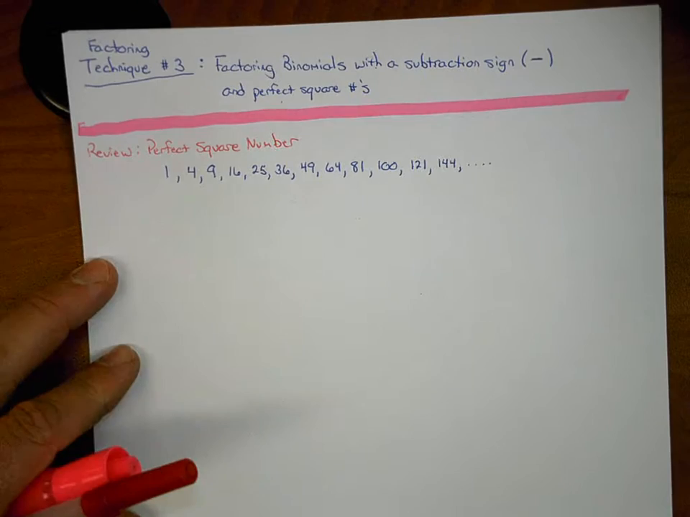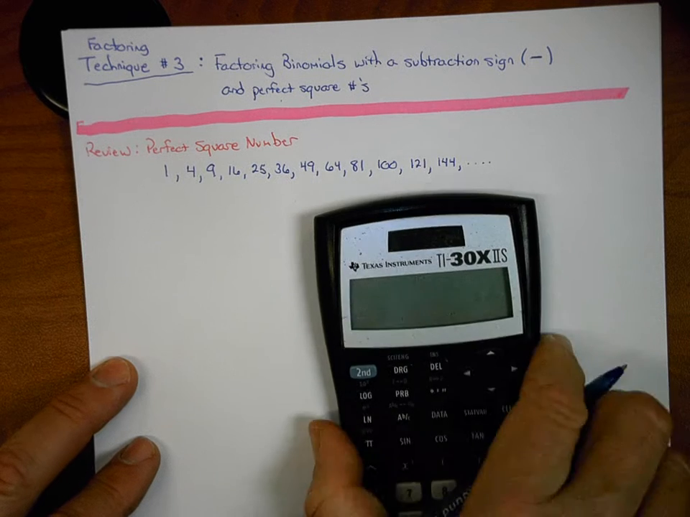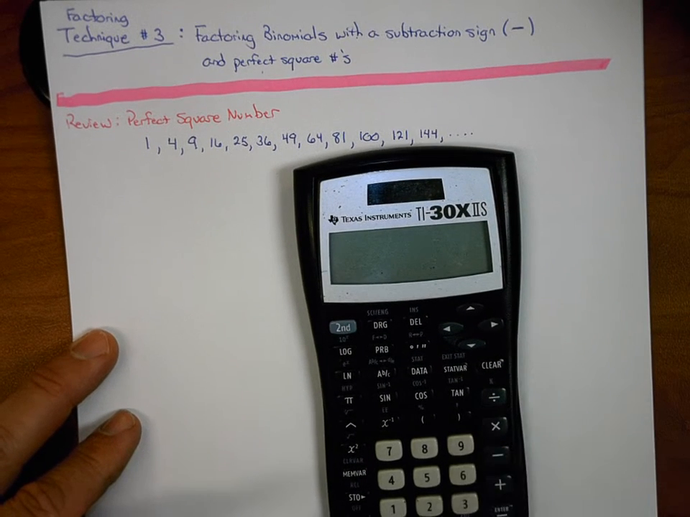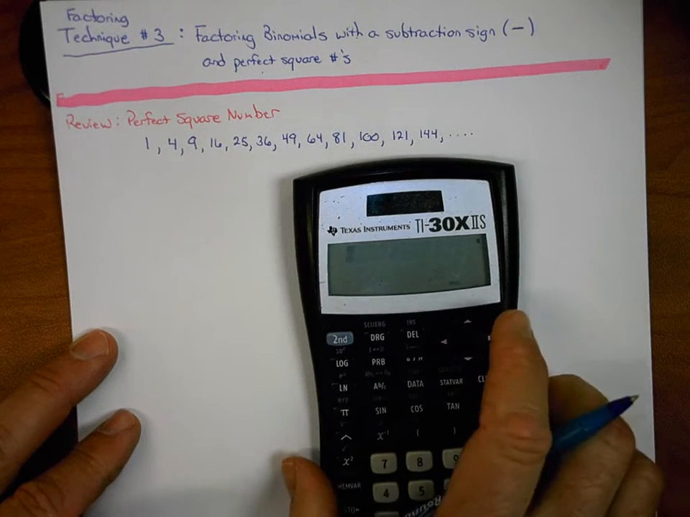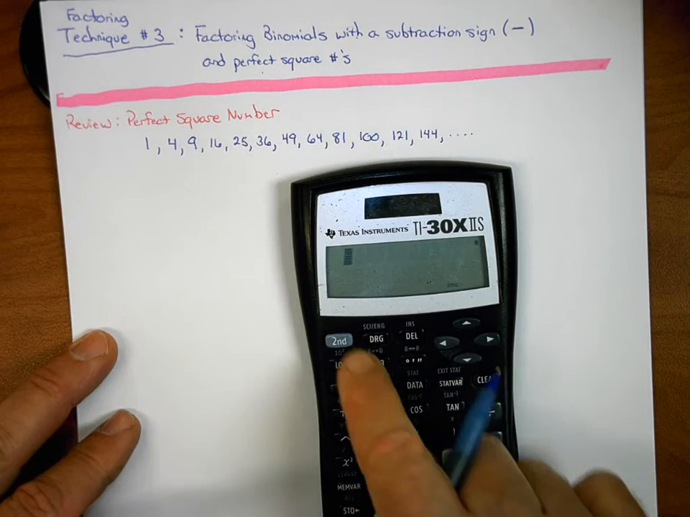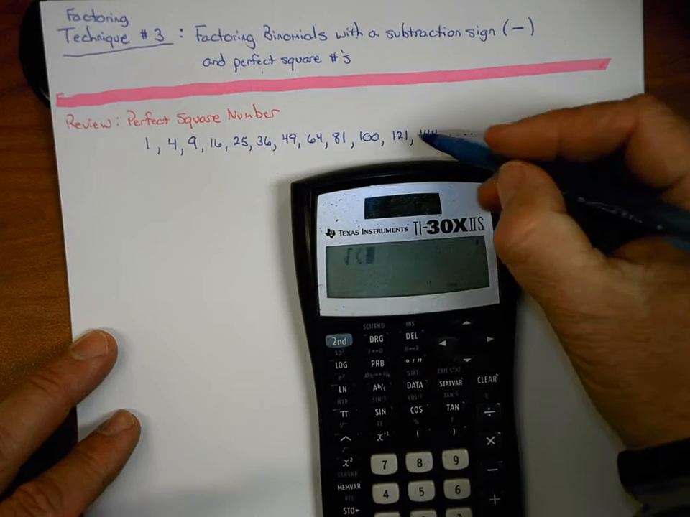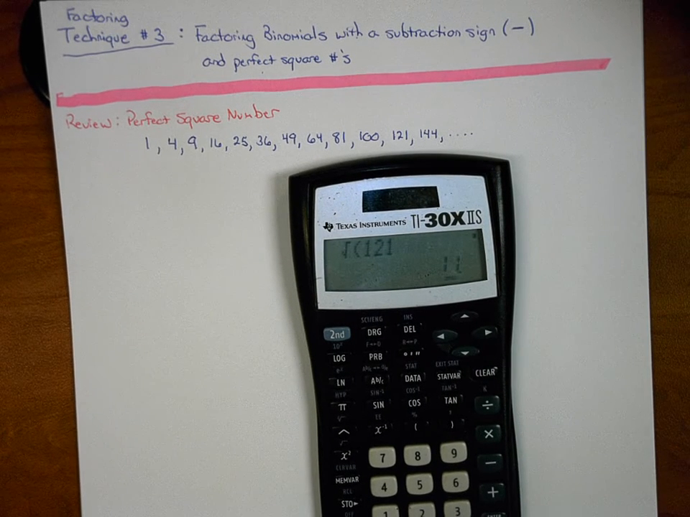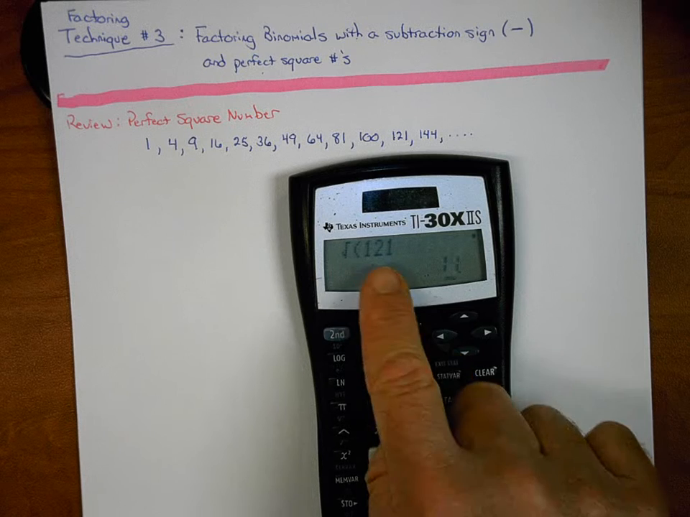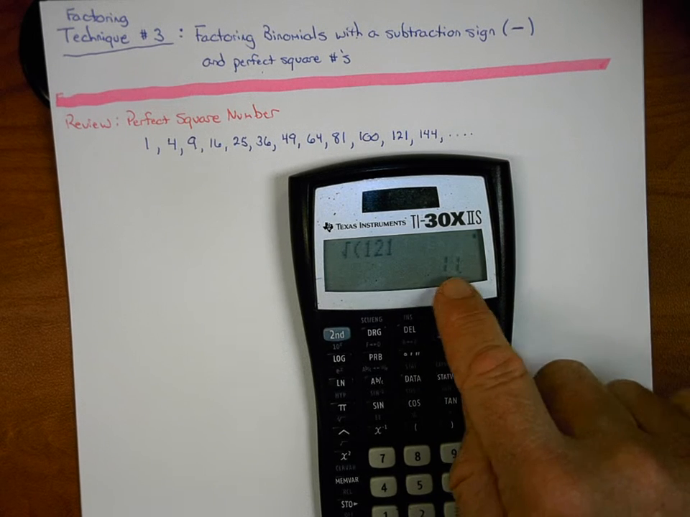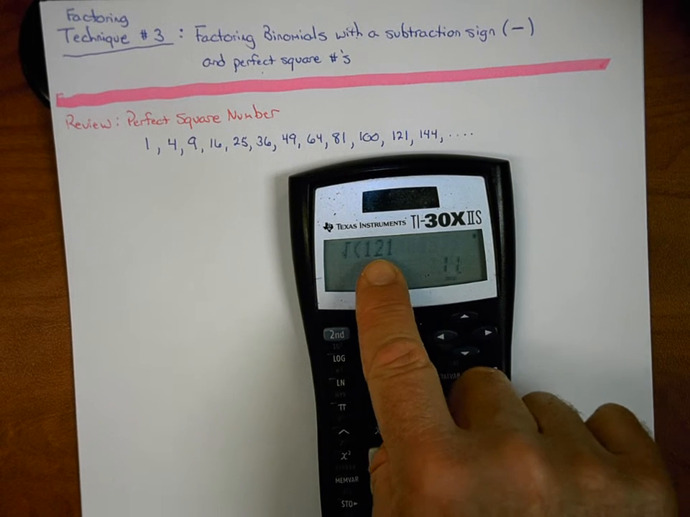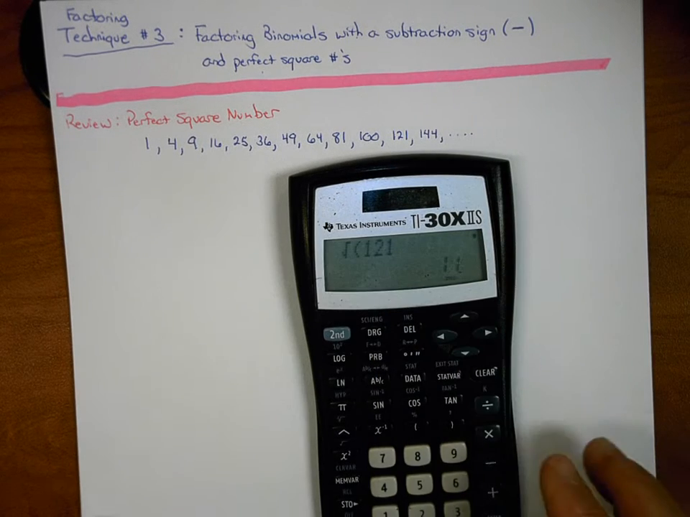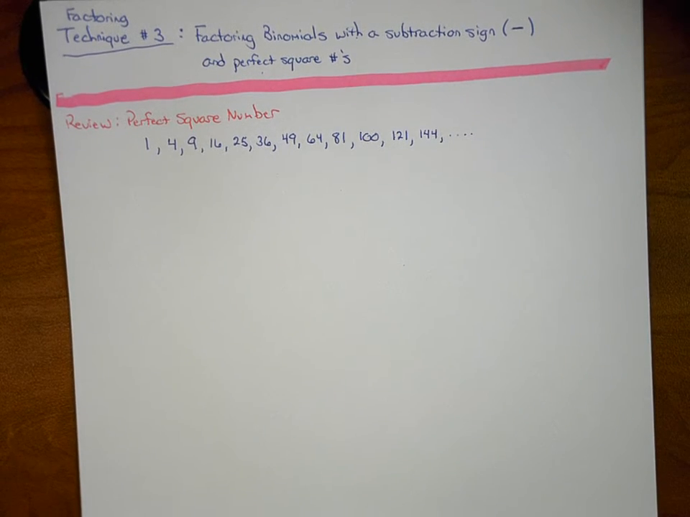A perfect square number is basically, if you're not sure if a number is a perfect square number, all you have to do is get out a calculator. Let's take a look at 121. Find the square root of it. If the square root of a number is equal to a whole number, no decimals, then that number, 121, is considered a perfect square number. That's how you check to see if a number is a perfect square number.